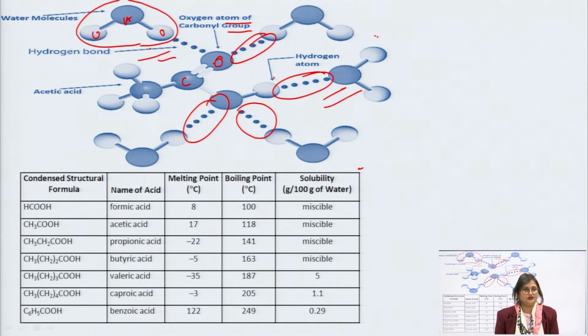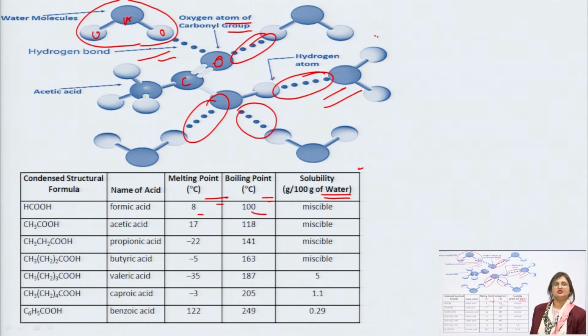So, next moving on further, here we have a table of condensed structural formulas, their melting points, boiling points and solubility in water. If we take for example formic acid, having a molecular formula of HCOOH, it has a melting point of 8 degrees Celsius, a boiling point of 100 degrees Celsius and is freely miscible in water.